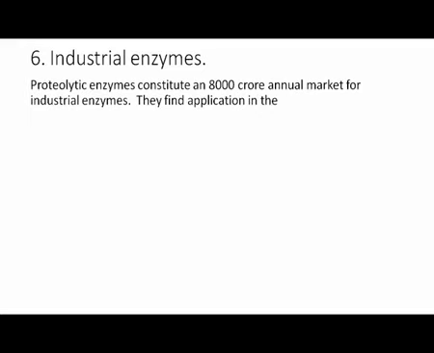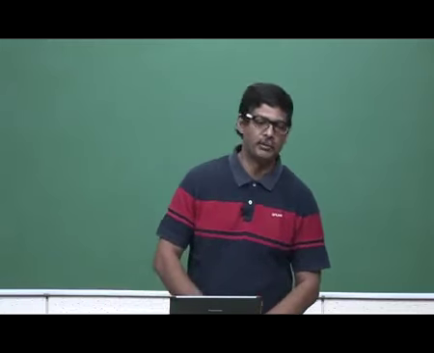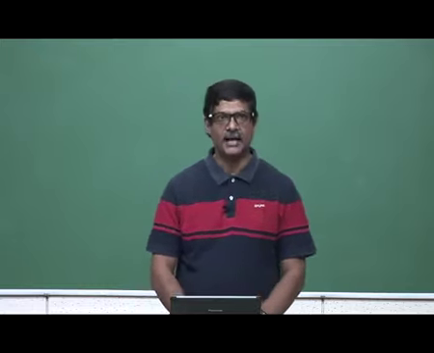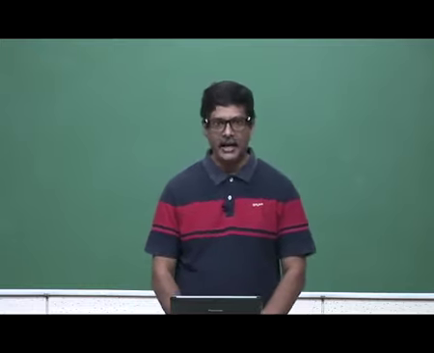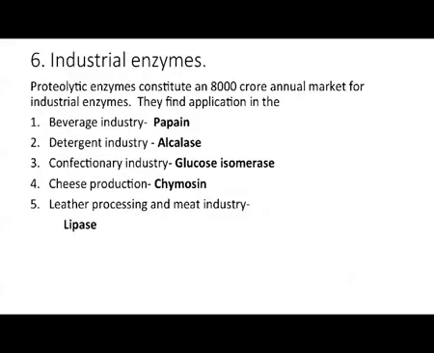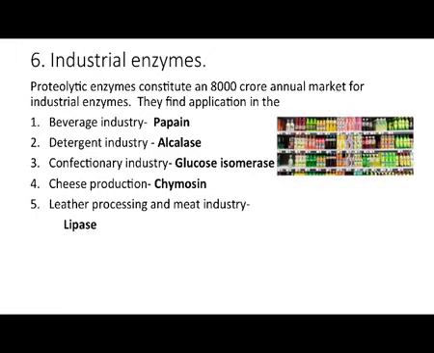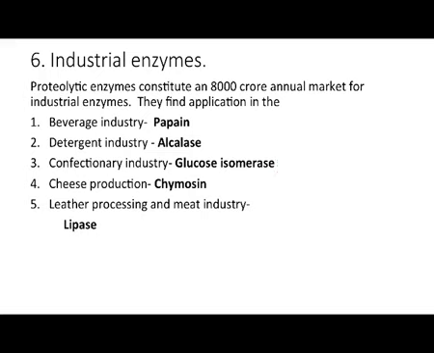In the industries, there are many enzymes which are used. One particular enzyme class is the proteolytic enzymes, which includes a large set of enzymes, not only the serine proteases; there may be aspartate proteases, there may be other proteases. So, proteolytic enzymes, also called proteases, constitute an 8,000 crore annual market. Look at that for an industrial enzyme. They find applications in, let us say, the beverage industry. For example, papain is used in all kinds of beverage production. They are also used in the detergent industry. For example, another protein called alkylase; you see, these are enzymes, so they are used in detergent industries.